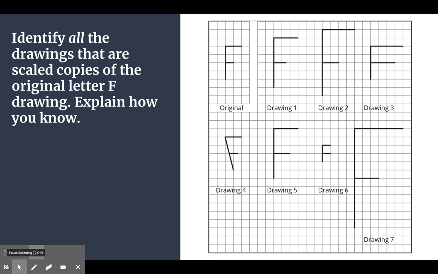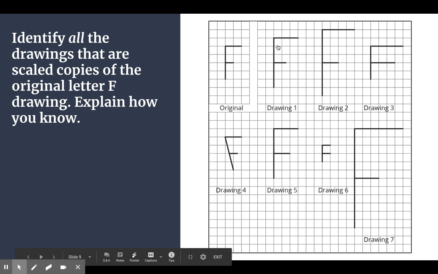And if I dive a little bit deeper, in the scaled copies, so again, 1, 2, and 7, every segment is the same number of times as long as the matching segment in the original drawing. So for instance, in drawing 1, everything was increased by a unit in the beginning.